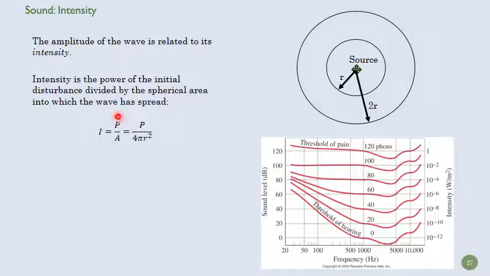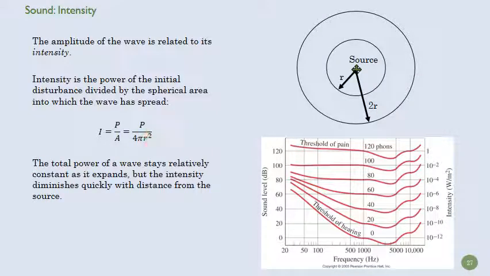Okay, so we have the power, which has to do with the source, and the area through which that wave has spread, which, if it moves in a sphere or a circle, has to do with the radius. This is the equation for a sphere, essentially, for the area of the sphere. So the total power of the wave stays the same, that's P, but the intensity diminishes with distance from the source.